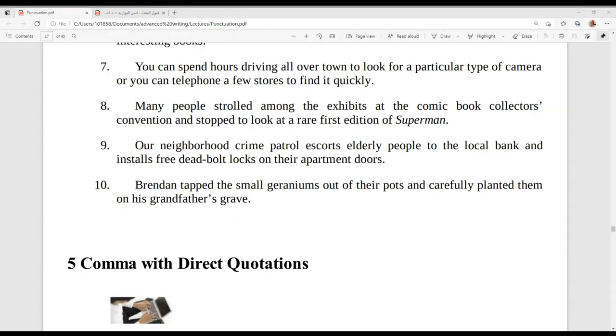Brendan tapped the small geraniums out of the pots and carefully planted them, etc. Yes. No need, because here we are talking about the same subject. We have two verbs related to the same subject.